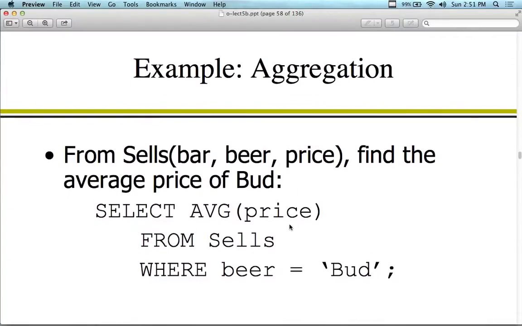So on the aggregation, here's an example of how to use one on average. So from sales, where we have bar, beer, and price, find the average price for Bud. Okay, so we want to know what do people sell the average price for Bud for. Select AVG, average.